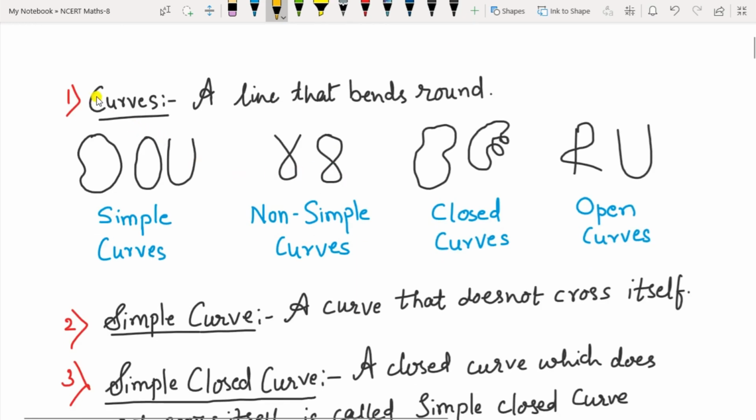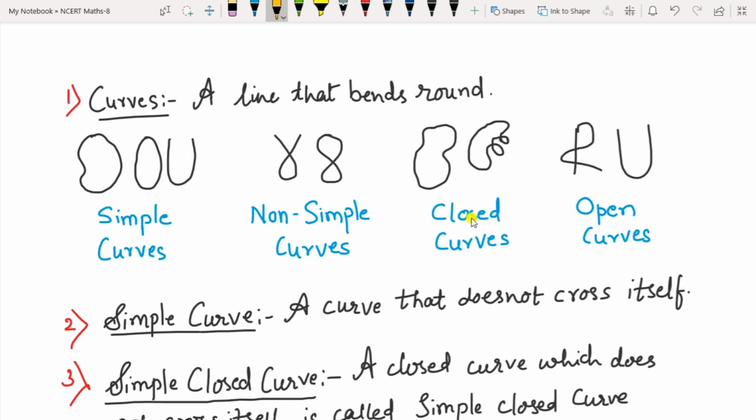First one is the curves. What is meant by curve? A line that bends round is called a curve. Here are some of the figures I have shown you. These are called simple curves because they do not intersect each other or cut each other. These are non-simple curves. You can see the difference.